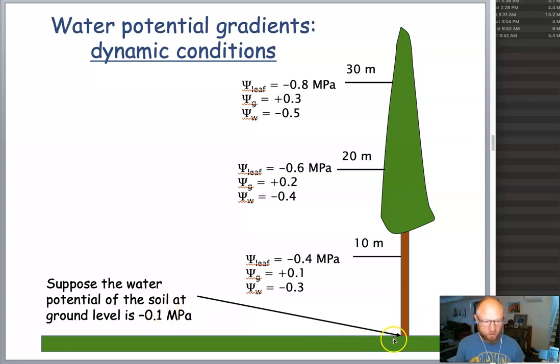So again, water at the soil is minus 0.1. And then we still have that gravitational potential to think about. But if we look at the leaf water potential, it's now minus 0.8 in the leaves of the upper canopy, minus 0.6 in the leaves of the lower canopy, and the stem is around minus 0.4. So then if we add the gravitational and the leaf water potential together, you can see we do have a water potential gradient up the tree. At the top, it's more negative than at the bottom, and so we know we have water moving up through that tree.